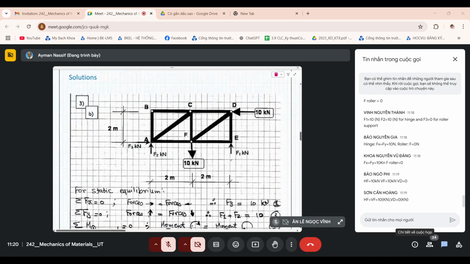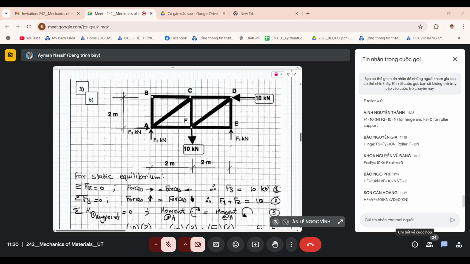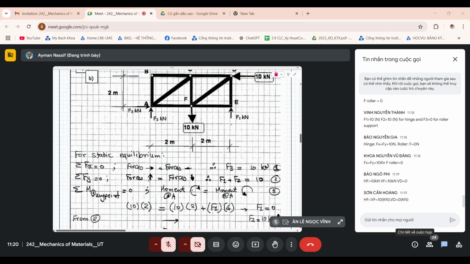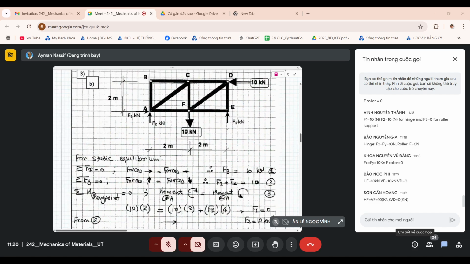Here I wrote it as F1, F2 and F3, but you can call it whatever you like. I'm sorry if it's not very clear, it was handwritten in front of the students a long time ago, but it is very simple. You need to balance the system horizontally, which will give you straight away that F3 must be equal to 10. And it will be pointing in the direction indicated.